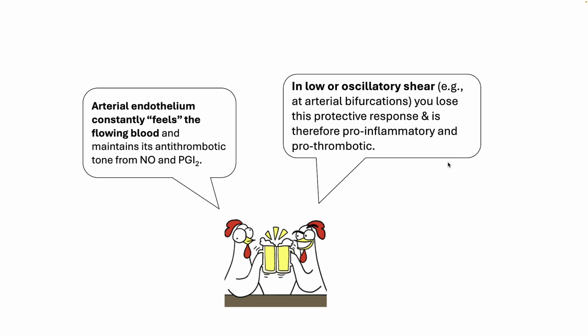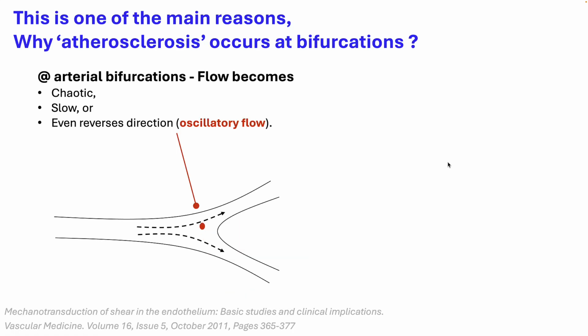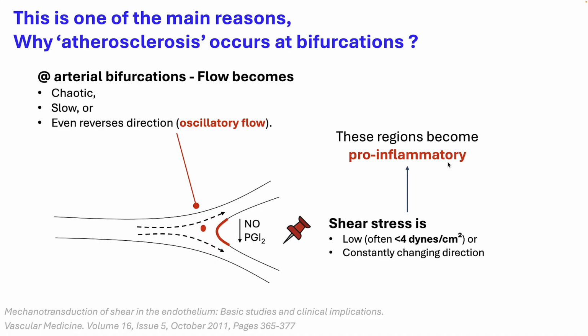Therefore, in a low or oscillatory shear, you lose this protective response, and these areas are pro-inflammatory and prothrombotic. So this is one of the reasons why you see atherosclerosis at bifurcations. At bifurcations, the flow becomes chaotic, slow, and even reverses direction, sometimes referred to as oscillatory flow. This results in locally decreased nitric oxide and prostaglandin I2, and these regions become pro-inflammatory.